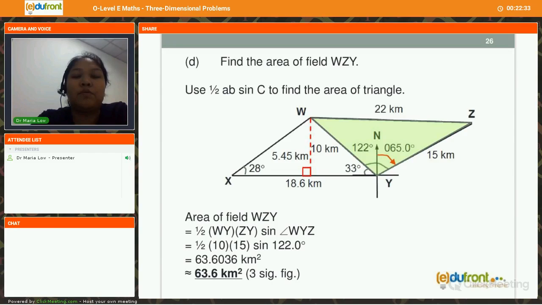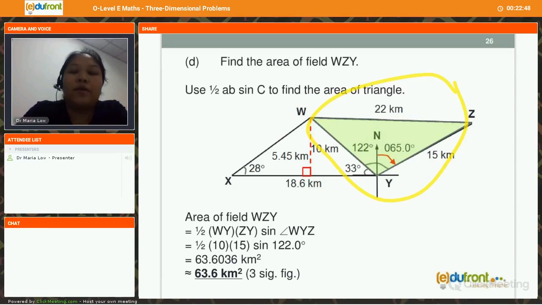Okay, now we have the next one, part D. What D says is we need to find the area of the field WZY. So WZY is actually this field over here. And then what we do is, if you look carefully, we are given all the three sides and we also have the angle, which was calculated earlier on in the previous parts. So remember, given three sides and an angle, we can easily apply what you call the cosine rule. Sorry, not the cosine rule. Cosine rule is to find the angle, which was found earlier on. We can easily find the area of the triangle using half AB sine C.